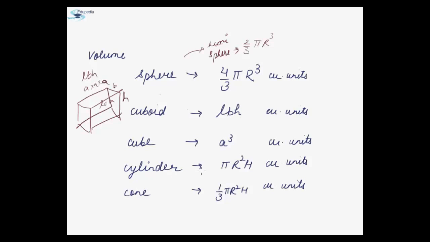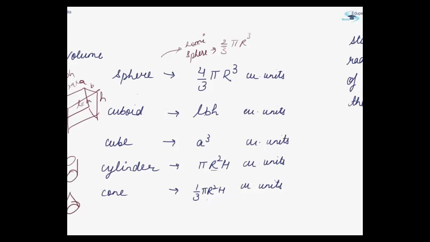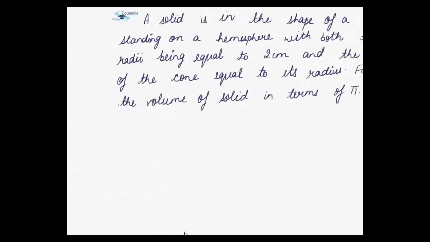Volume of a cylinder is pi r square h cubic units, and for cone it is 1 by 3 of this value, that is 1 by 3 pi r square h cubic units. Now let us discuss some questions on volume of combination of solids.